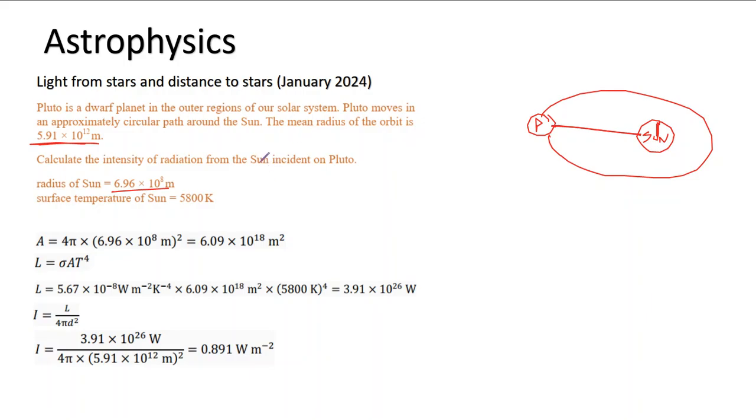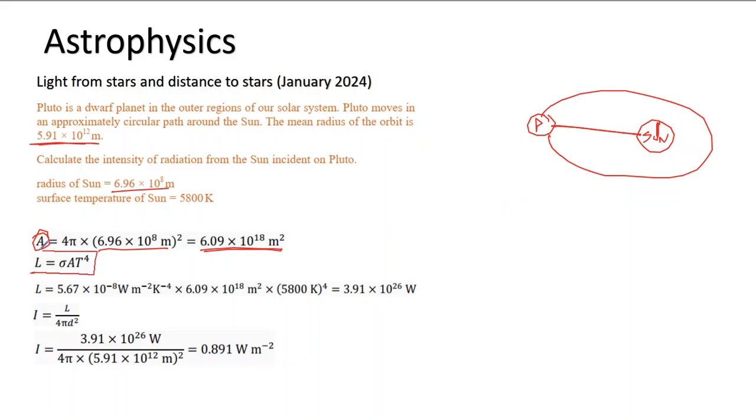So with using this, you find out the surface area of the sun, because the radius of the sun is given. You might be wondering, why on earth do I need the surface area of the sun? You need that to find out the luminosity, which we'll use to calculate the intensity. So luminosity comes from Stefan-Boltzmann law.